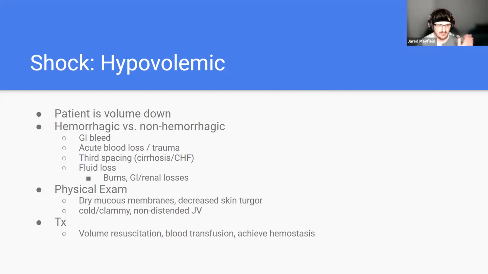Physical exam is going to be pretty standard across the board, but for hypovolemic shock or hypovolemia, you'll see dry mucous membranes and decreased skin turgor, as well as cold and clammy extremities and non-distended jugular veins. And the treatment here is obviously to volume resuscitate, provide blood transfusion if needed, and achieve hemostasis by some manner.